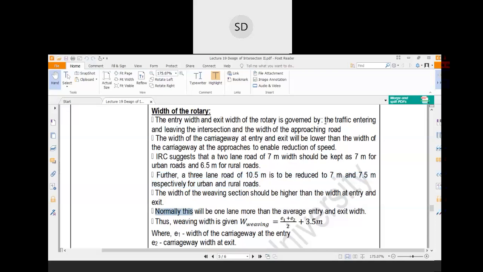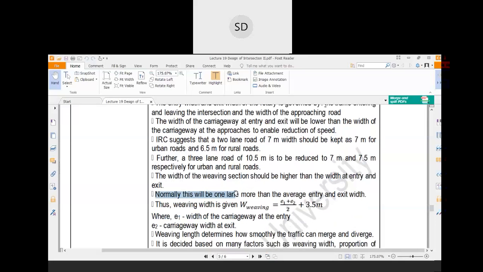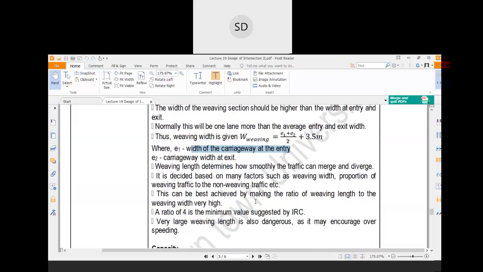Then normally this width of the weaving section is (E1 plus E2) divided by 2 plus 3.5 meter, where E1 is width of the carriageway at the entry and E2 is width of the carriageway at the exit. So whenever you are designing the rotary, based on the approach, suppose the approach is 7 meter, in that case your entry width would be 6.5 meter to 7 meter, and based on this you can design the weaving width.